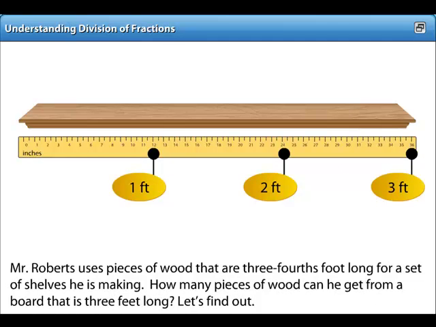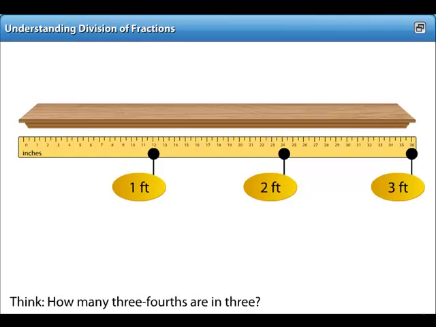Mr. Roberts uses pieces of wood that are 3/4 foot long for a set of shelves he is making. How many pieces of wood can he get from a board that is 3 feet long? Let's find out. So what we're actually saying is, how can you divide 3 by 3/4? 3 feet divided by 3/4 of a foot equals what? That's our question. Think about that. 3 divided by 3/4 equals what? Think, how many 3/4 are in 3?